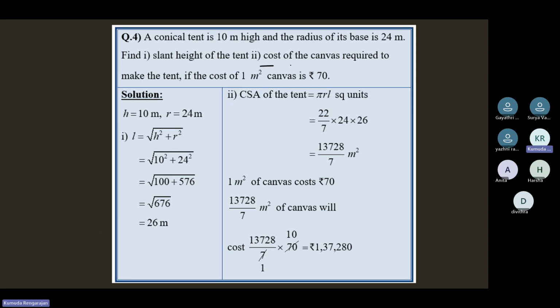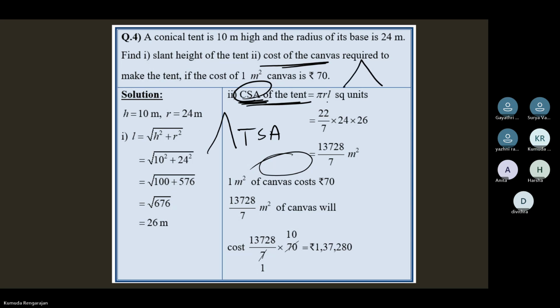So to find the cost of canvas, you should find the curved surface area of the tent. Why the CSA? Why not TSA? Because the canvas will not be used on the floor. It will be used only for the curved surface. Where will you use the canvas? Only to make the curved surface area. So find CSA using pi r l, and then 1 meter square is 70 rupees. So that many meter square is equal to that into 70.